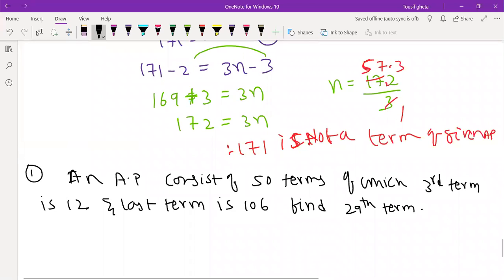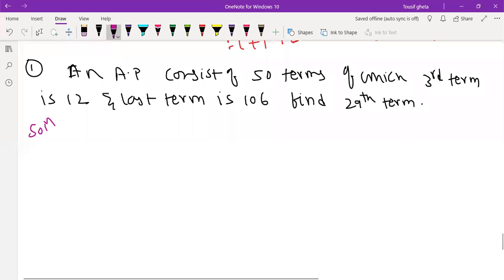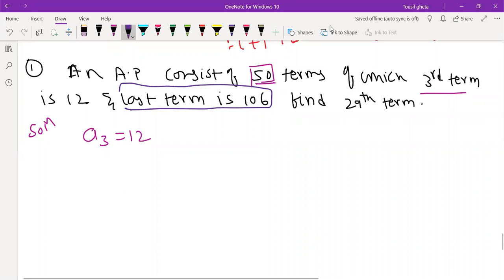If it comes in a decimal, then it's not a term. Let me clear. An AP consists of a total of 50 terms, of which the third term is 12. So A3 is equal to 12, correct? Understood? Now they gave the last term. The last term is 106.